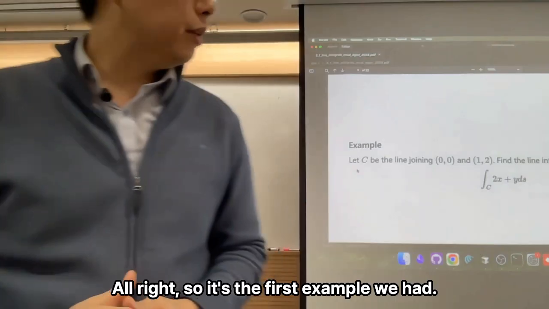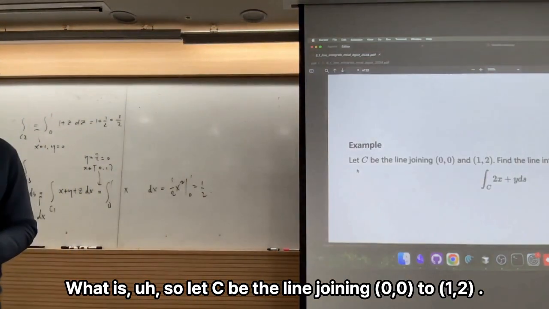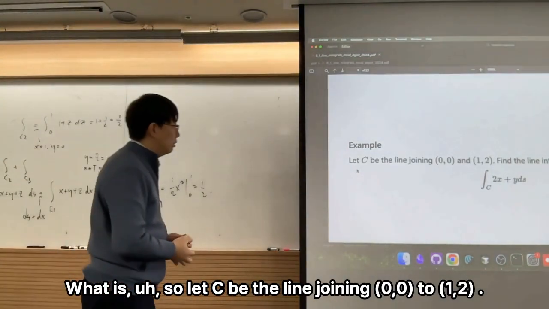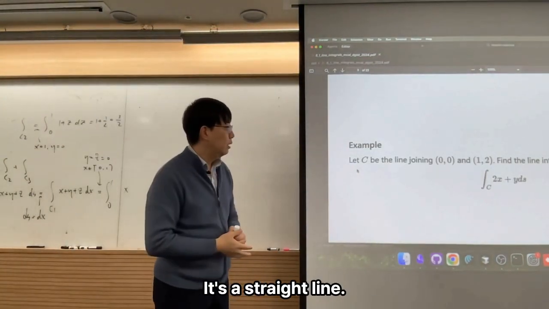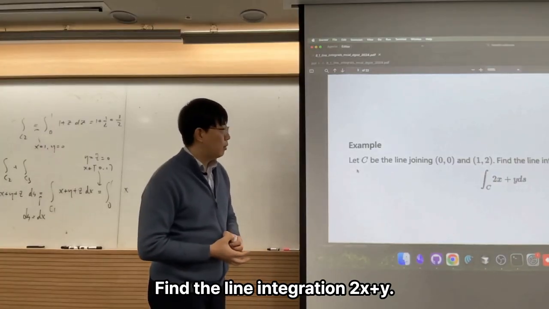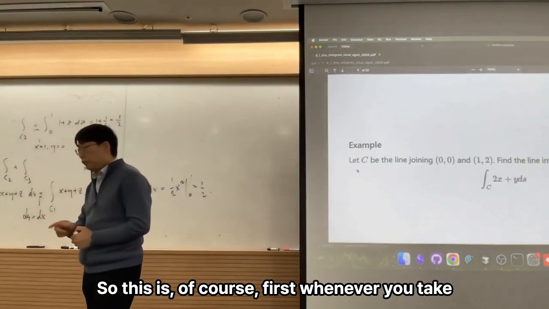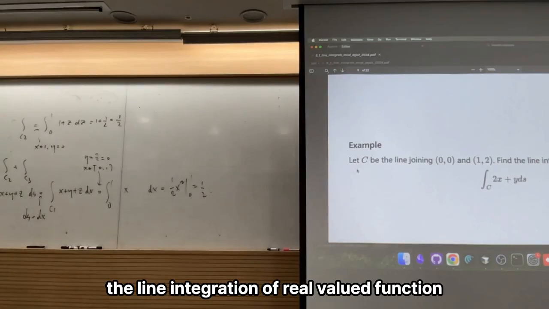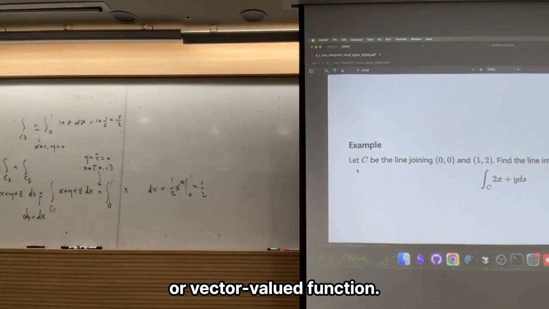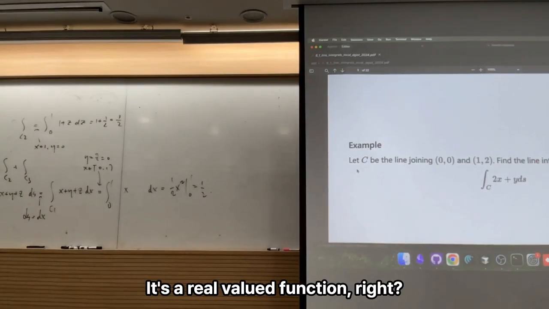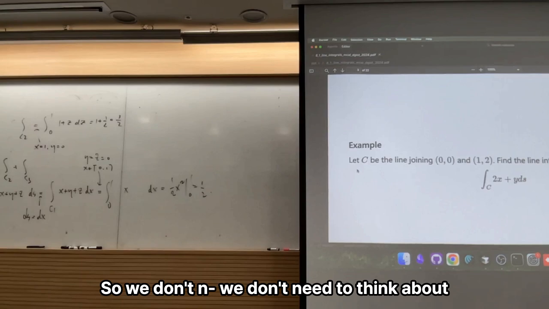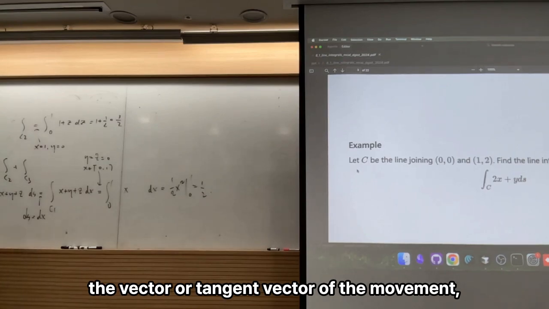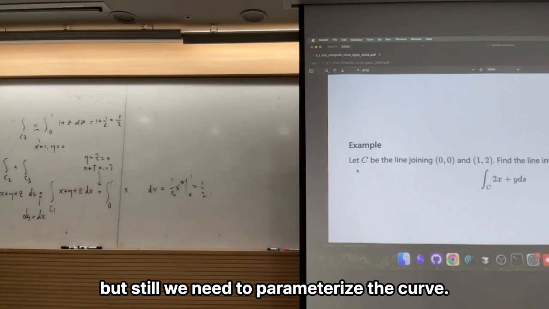All right, so that's the first example we had. So let C be the line joining 0, 0 to 1, 2. It's a straight line. Find the line integration of 2x plus y. Whenever you take the line integration, first decide whether you're going to take the line integration of a real valued function or a vector valued function. It's a real valued function, right? So we don't need to think about the tangent vector of the movement, but still we need to parameterize the curve.